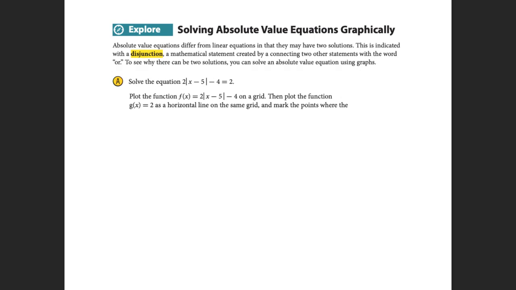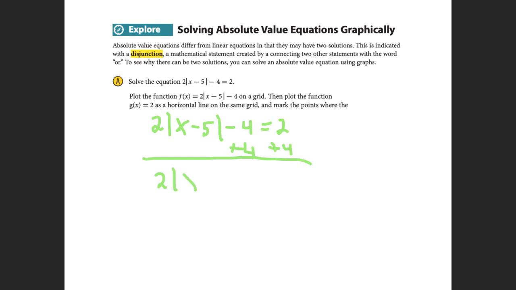I've got 2 times the absolute value of x minus 5, minus 4, is equal to 2. Okay, so I have to get rid of all the numbers that are on the outside of the absolute value symbol. So I'm going to add 4 to both sides. So I end up with 2 times the absolute value of x minus 5 is equal to 6. I'm going to divide through by 2 now. So I'm left with the absolute value of x minus 5 is equal to 3.